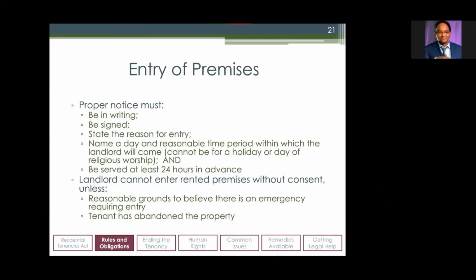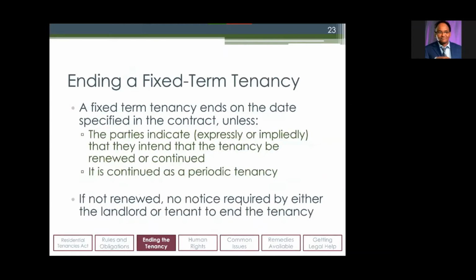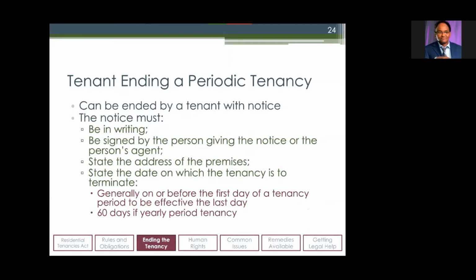Okay. Let me tell you what the notice amount has to be, since we are on this subject. Obviously with a fixed term tenancy, you don't have to give notice. If your lease says you have to be out by September 30th, you are out, and you don't need to tell the landlord ahead of time. But if it is a periodic tenancy, let's say you just stay in the place and you're considered to be there only for a month, then your notice has to be given on the first day of your period. So on the first day of the month to be effective the last day.